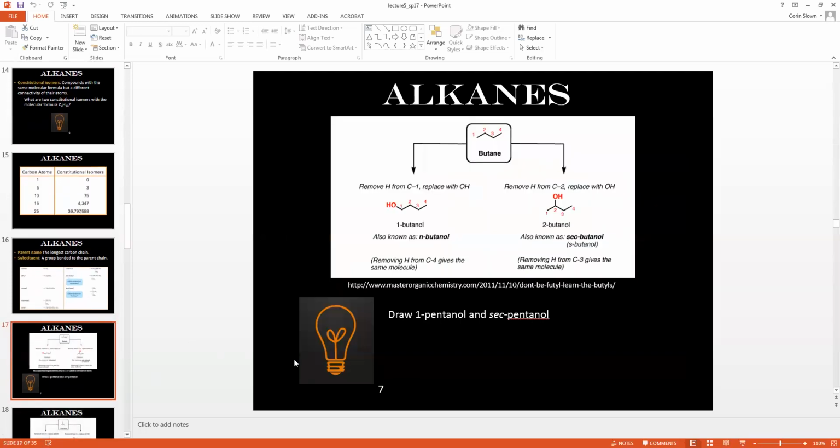So we're going to take a moment and practice. Here's an example. So here's butane. We're going to remove the H from C1 and replace it with OH. That gives us 1-butanol, or n-butanol. If we were to put that hydroxide group, or OH, at the second position, that would be what's known as sec-butanol. So take a moment, and using this as the example, practice drawing 1-pentanol and sec-pentanol.